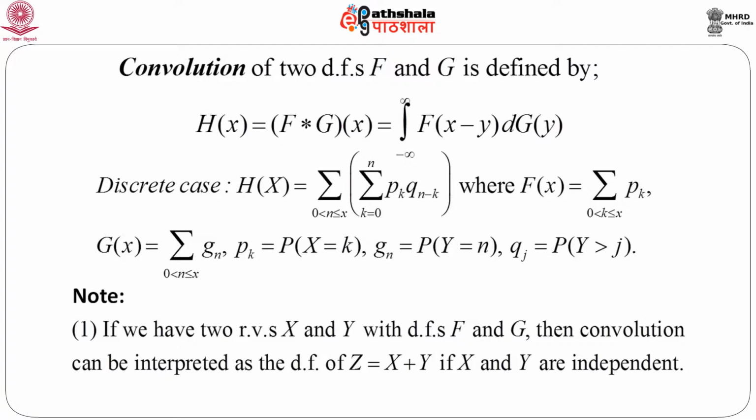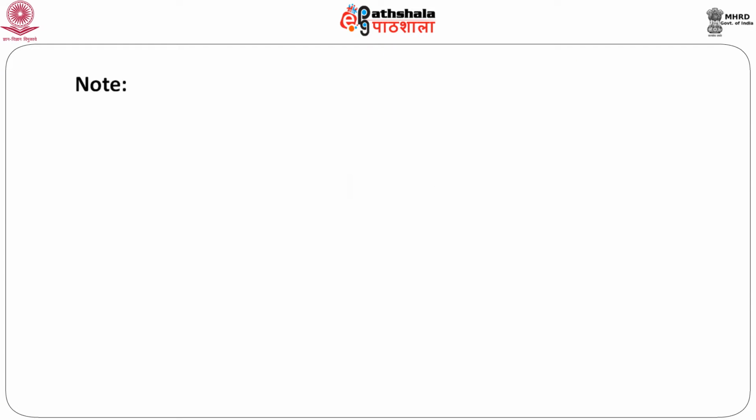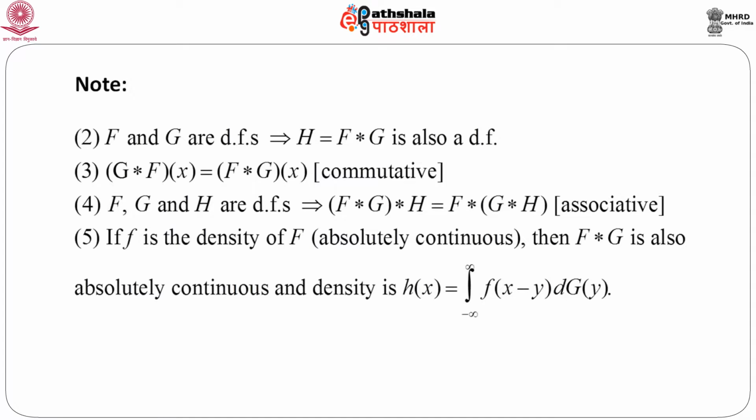Some other remarks: if F and G are distribution functions, then it can be proved that H, the convolution of F and G, is also a distribution function. This convolution is commutative in nature. That means, if you convolve G with F, what you get is exactly the same as if you convolve F with G. This comes from the very definition of convolution, just straightforward algebra.